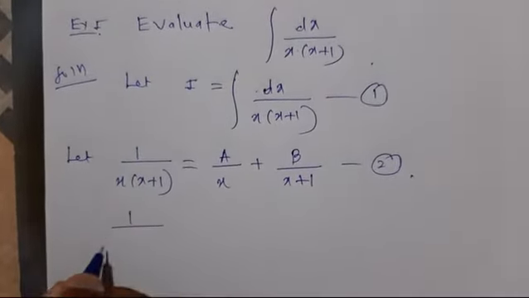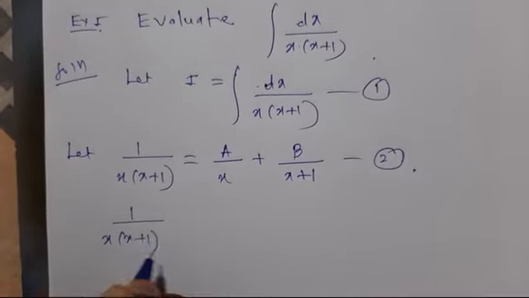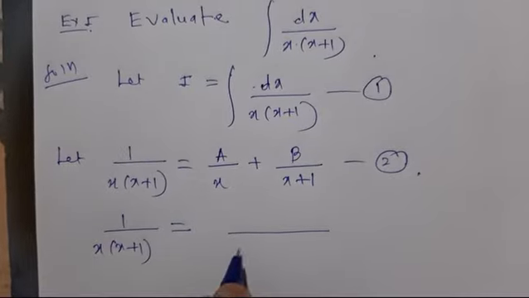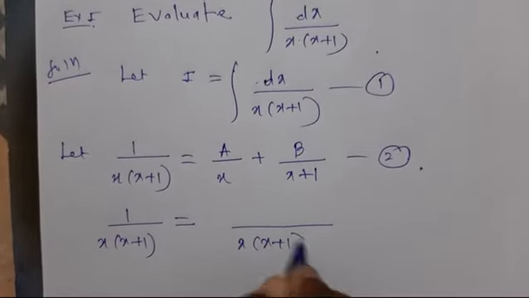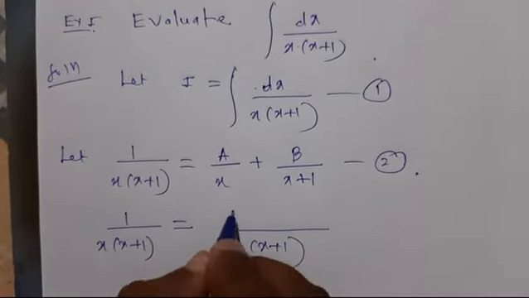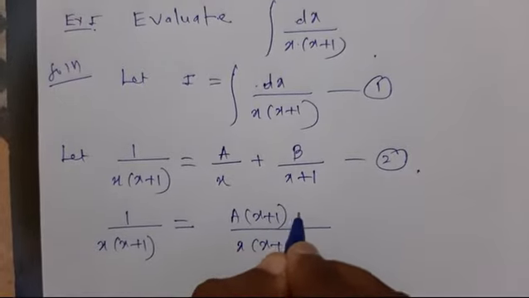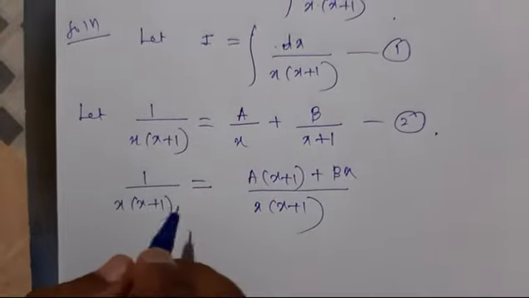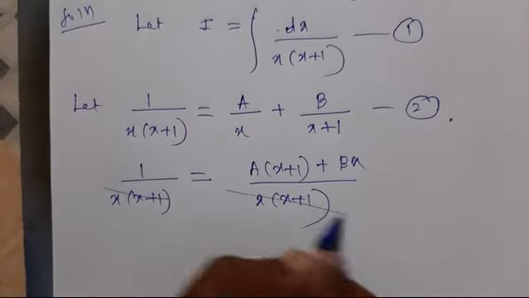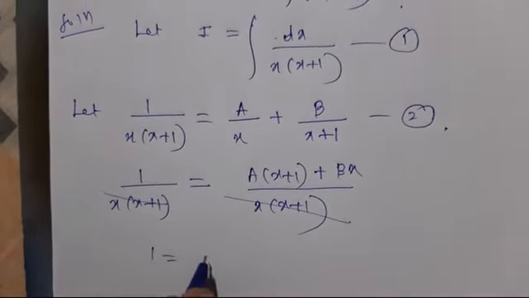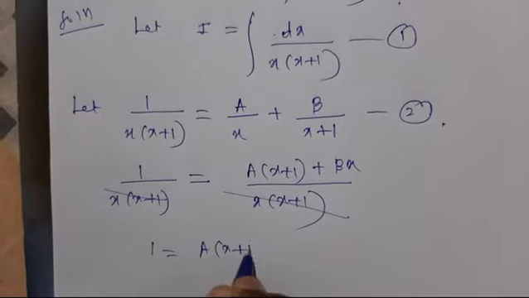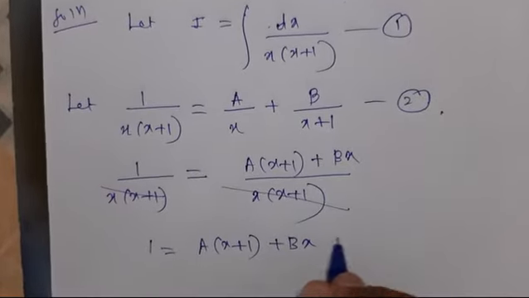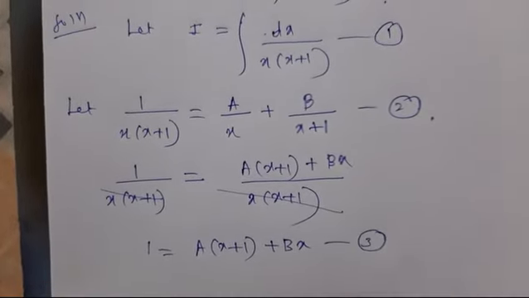So 1 upon x into x plus 1 I will write as it is. I will simplify this one. I will take LCM here. LCM is the product of denominators. I will cross multiply here: a into x plus 1 plus b into x. On both sides I will cancel the denominator. So I will get 1 equal to a into x plus 1 plus b into x. So I will denote some equation number 3.